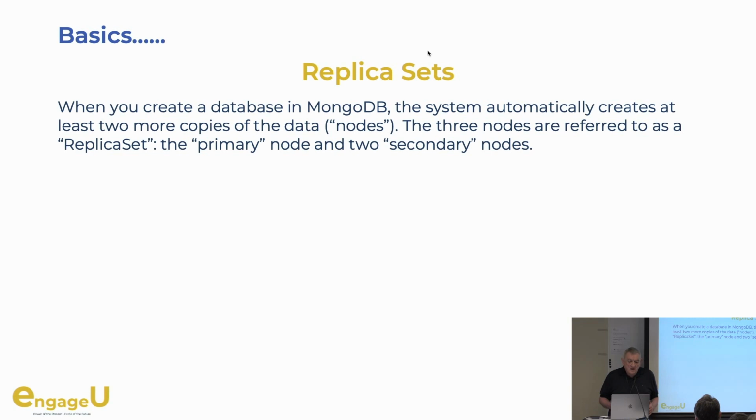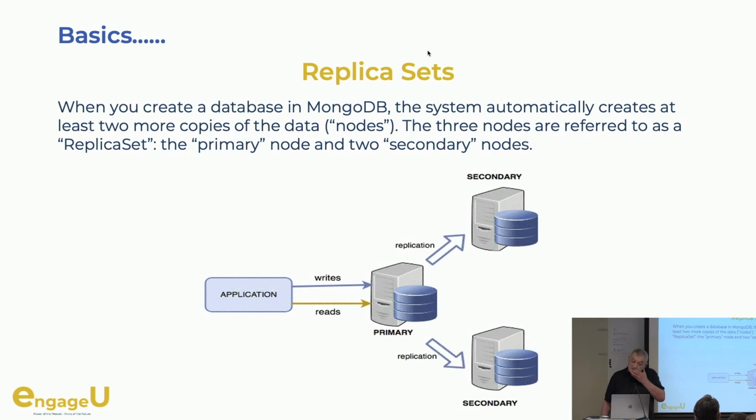When you create a MongoDB cluster using Atlas, which is their online service for managing MongoDB installations, it automatically creates at least 2 more copies of the data called nodes. And the 3 nodes are referred to as a replica set with a primary node and 2 secondary nodes. A MongoDB app usually reads and writes to the primary node, which is continuously backed up to the secondary nodes. If for some reason the primary node goes down or stops functioning, automatically a secondary node is promoted to be the primary node, and it replicates itself.